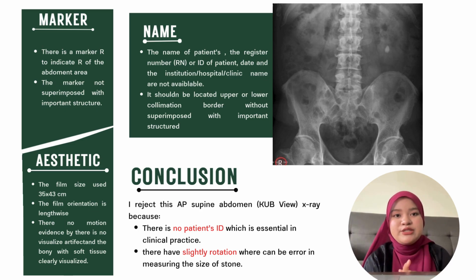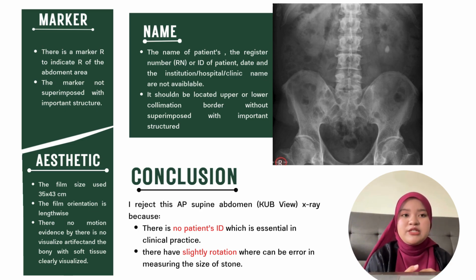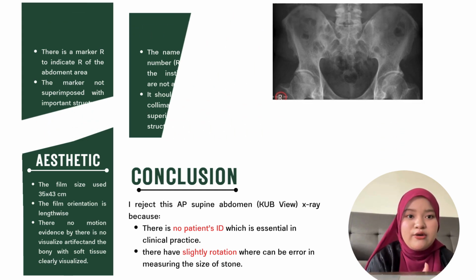structure. For the conclusion, I reject this AP supra-abdominal KUB view X-ray because there is no patient ID, which is essential to clinical practice, and there is a slight rotation, which can cause error in measuring the size of the stone.